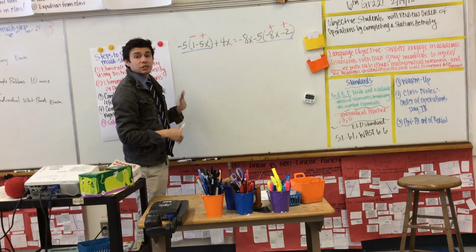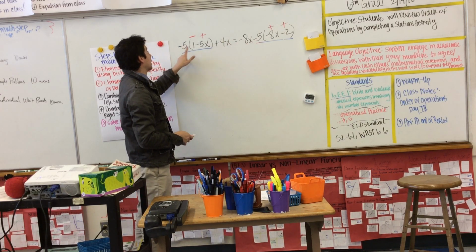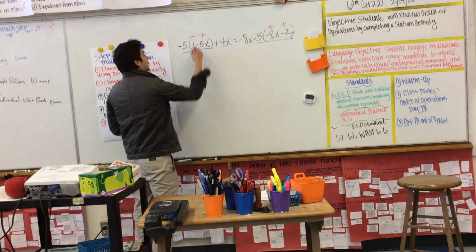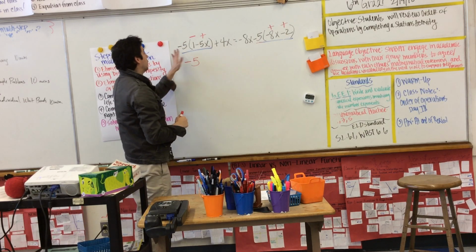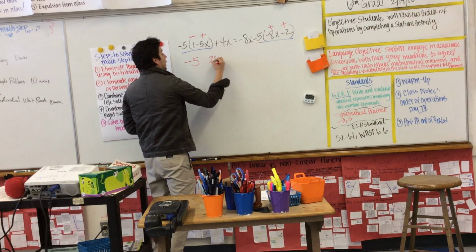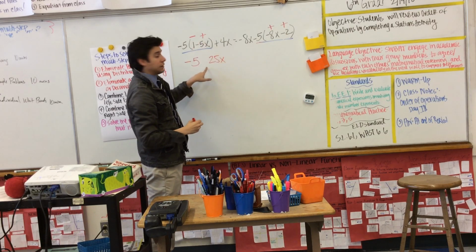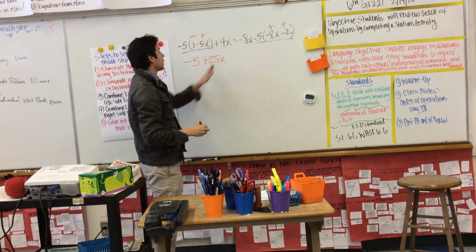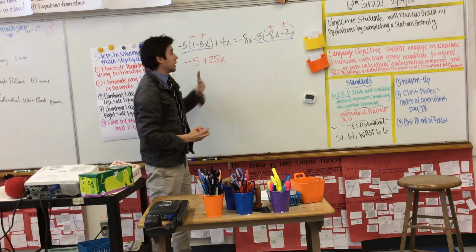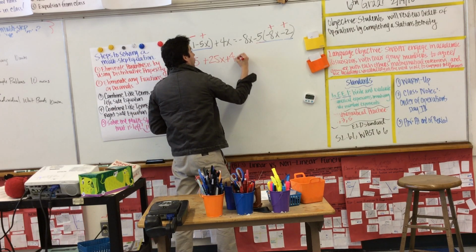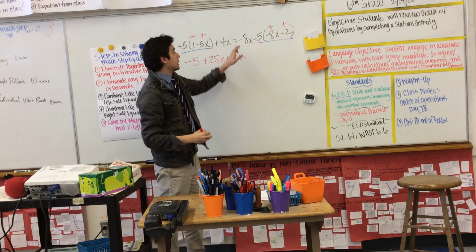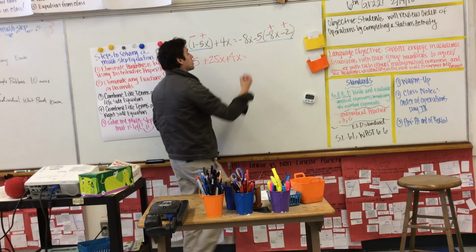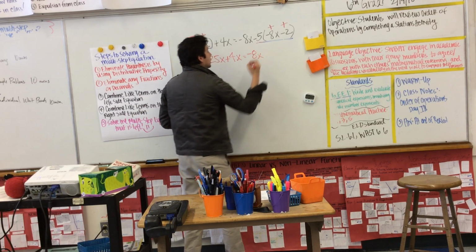Now I just multiply. Distributive property means multiplication. 5 times 1 is 5. But then that's a negative 5. 5 times 5 is 25x, but that's a positive, right? We have a positive here. I didn't touch the positive 4x, so I'm going to put positive 4x equals. I did not touch the negative 8x, so I'm just going to drop it, negative 8x.